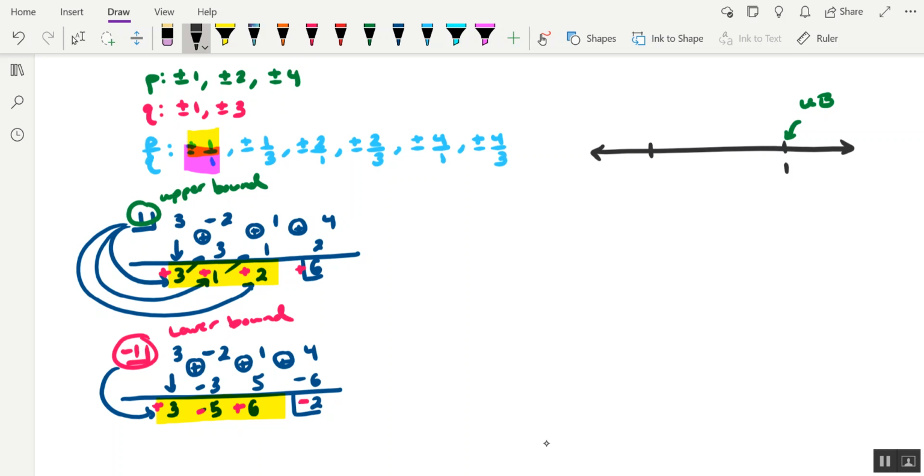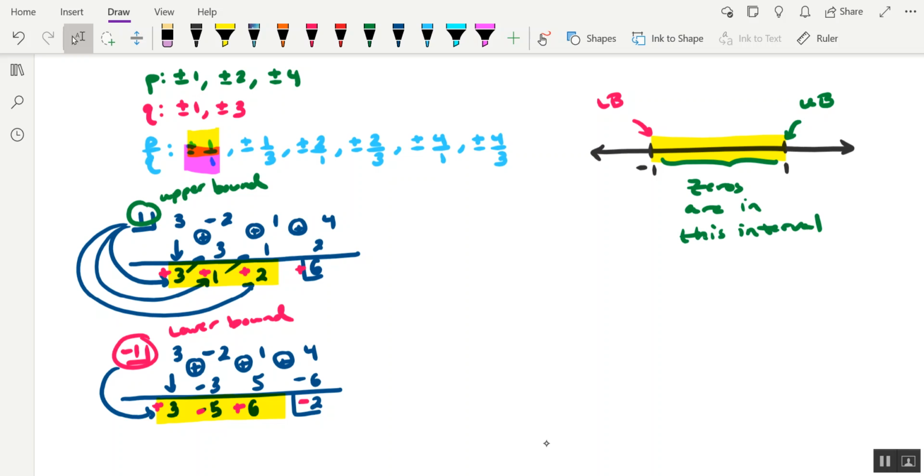So on the number line, I'll put negative 1 and LB for lower bound. And now we have a better idea of where our zeros fall between. Since negative 1 is a lower bound and 1 is an upper bound, our zeros for the polynomial should be between the values of negative 1 and positive 1. Okay, so zeros are in this interval. All right, and you can use your graphing calculator to see that that would be the case.